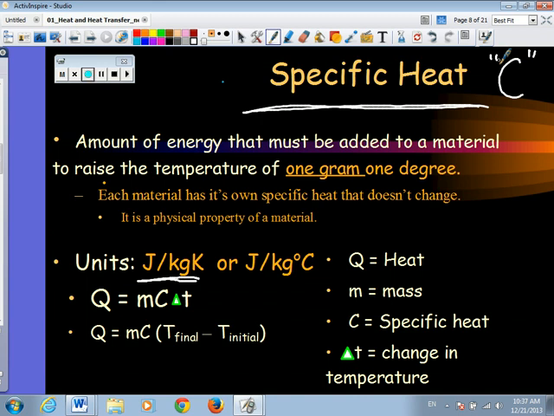So it's basically mass. The amount of energy in the system is the mass times the specific heat times the change in temperature. And this will actually be a change in Q there, because energy is going to be lost or gained. We'll get into some calculations a little bit more. But this specific heat capacity measures the amount of energy that has to be added to a material to raise the temperature.